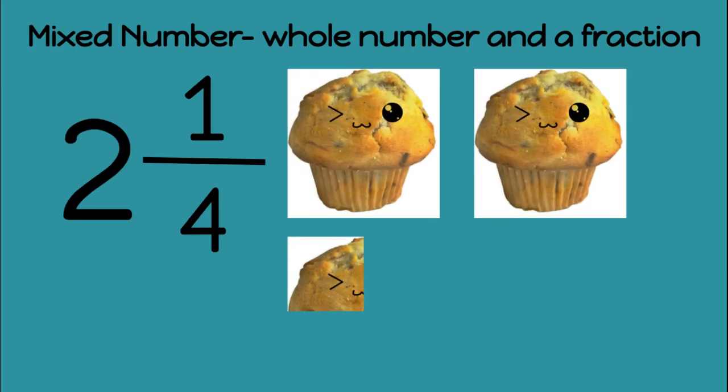All right, we also need to know what a mixed number is. A mixed number is when we have a whole number, a whole amount of something, and also a fraction. So in this case, we have 2 whole muffins, and we've divided this muffin down here into 4 parts, and we're just using 1 of those 4 parts. So this would be 2 and 1/4. That's how we would say that mixed number.